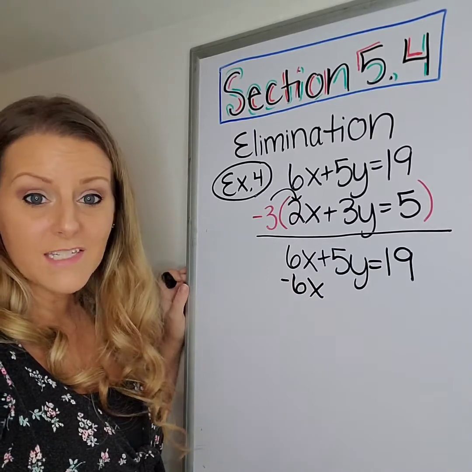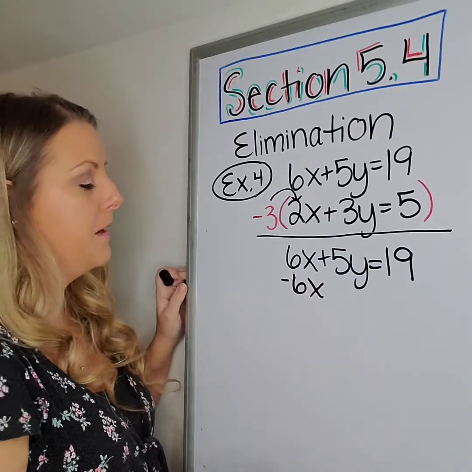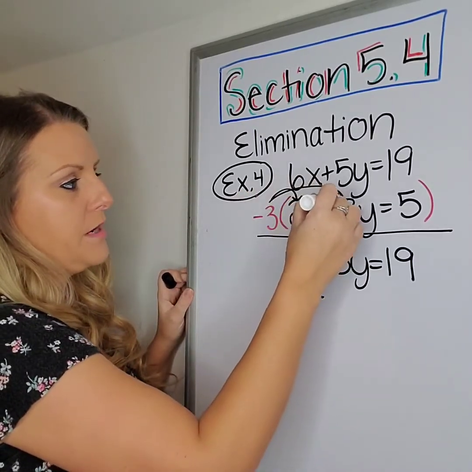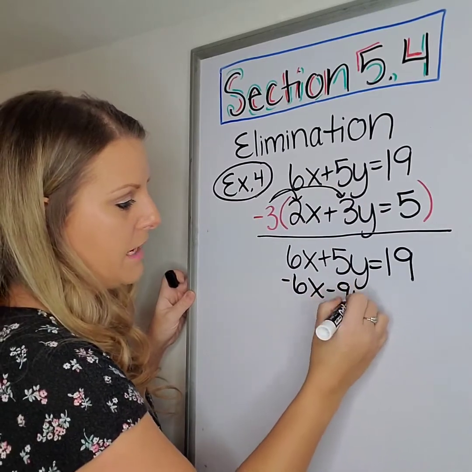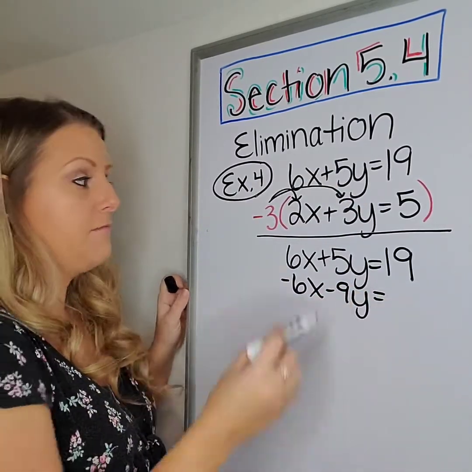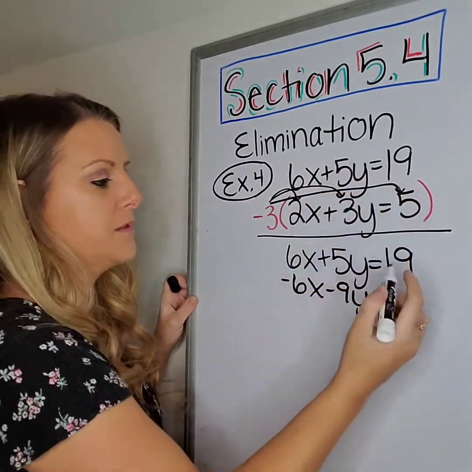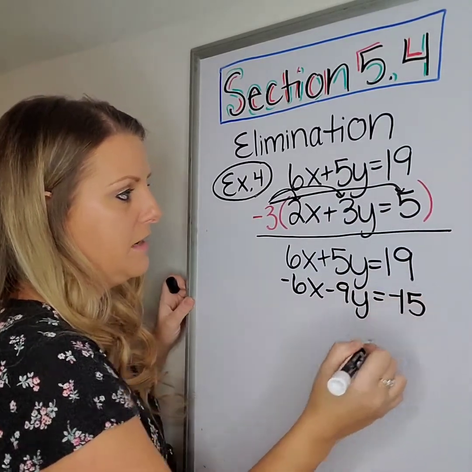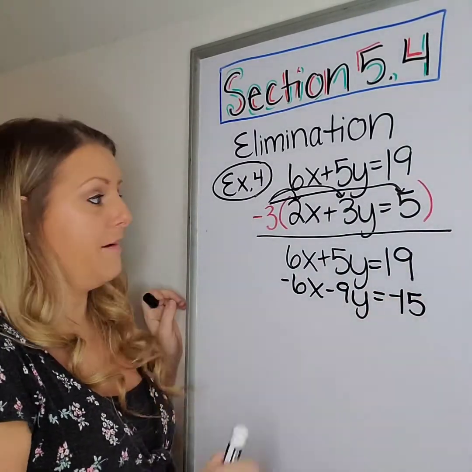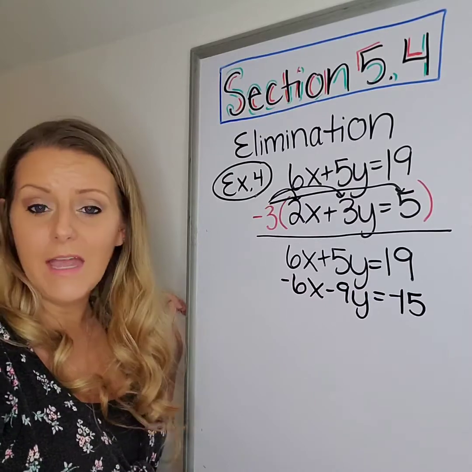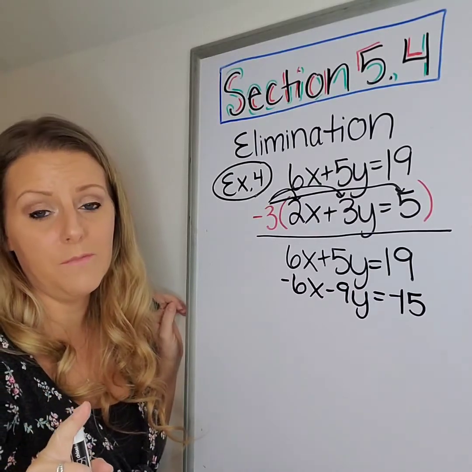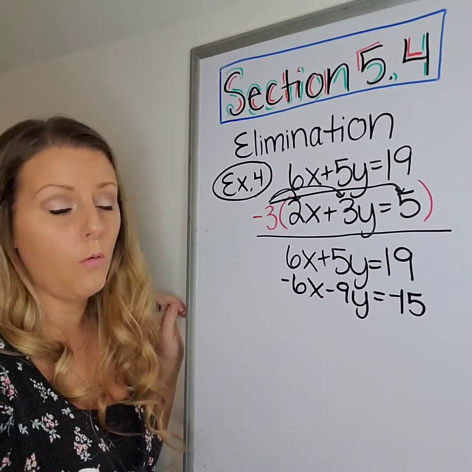The whole point of this is to get something to eliminate, which we did. But we also have to do negative 3 times 3, which is negative 9. And we also have to do negative 3 times 5, which is negative 15. Make sure you multiply everything by the negative 3. You can't just multiply one number by negative 3. If you're going to do it, you got to do the whole way through.